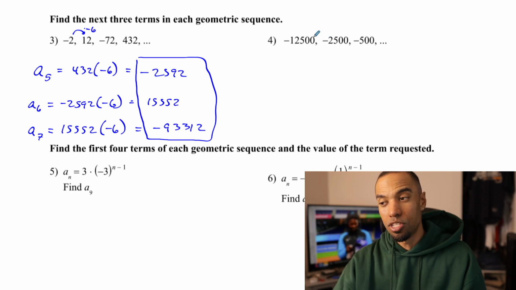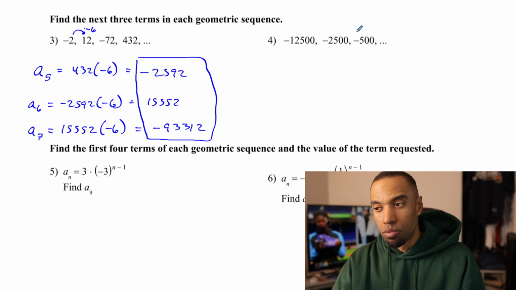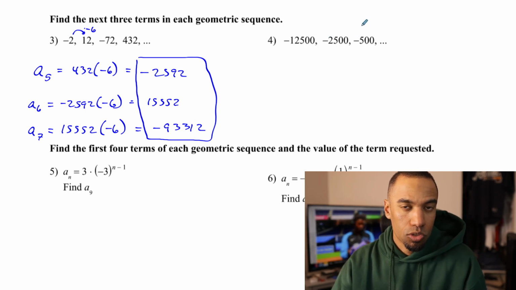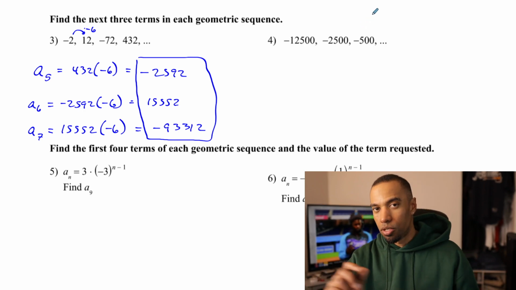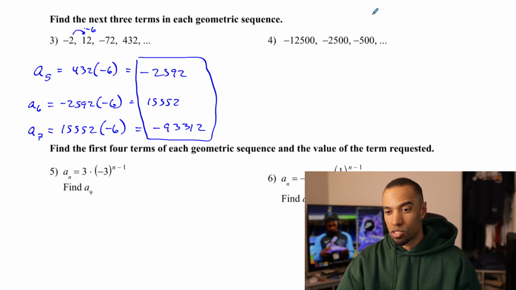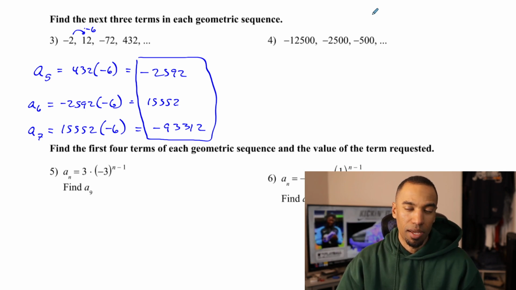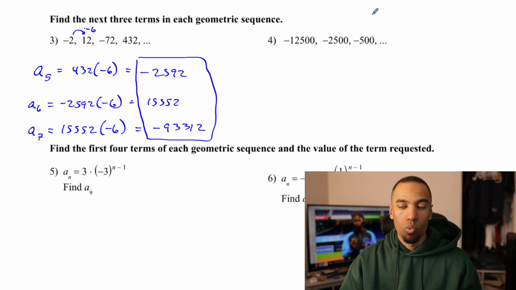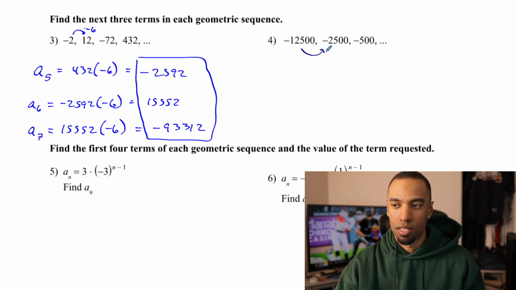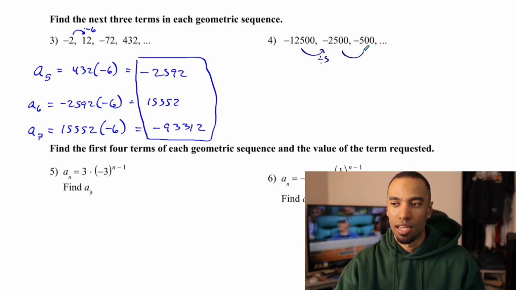All right, number 4. Now, these numbers are dwindling down. You can think of this in one of 2 ways when it comes to computing. But when it comes to doing a sequence, I want you to understand that we are always asking what we're multiplying by, not what we're dividing by. That being said, we are dividing by 5 right here. This is divided by 5 and divided by 5.